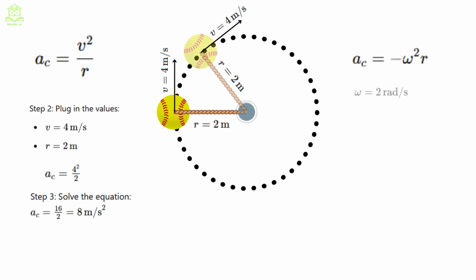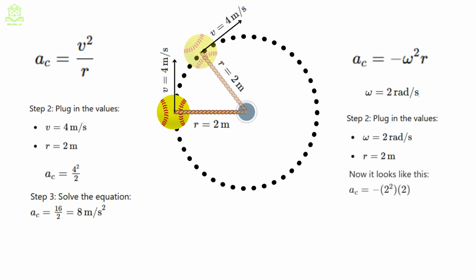Using the second formula, if the angular velocity of the ball is 2 radians per second, we can use the second formula. Step 1, start with the formula. A sub c equals negative omega squared times r. Step 2, plug in the values. The angular velocity is 2 radians per second, and the radius is 2 meters. So it becomes a sub c equals negative 2 squared times 2.